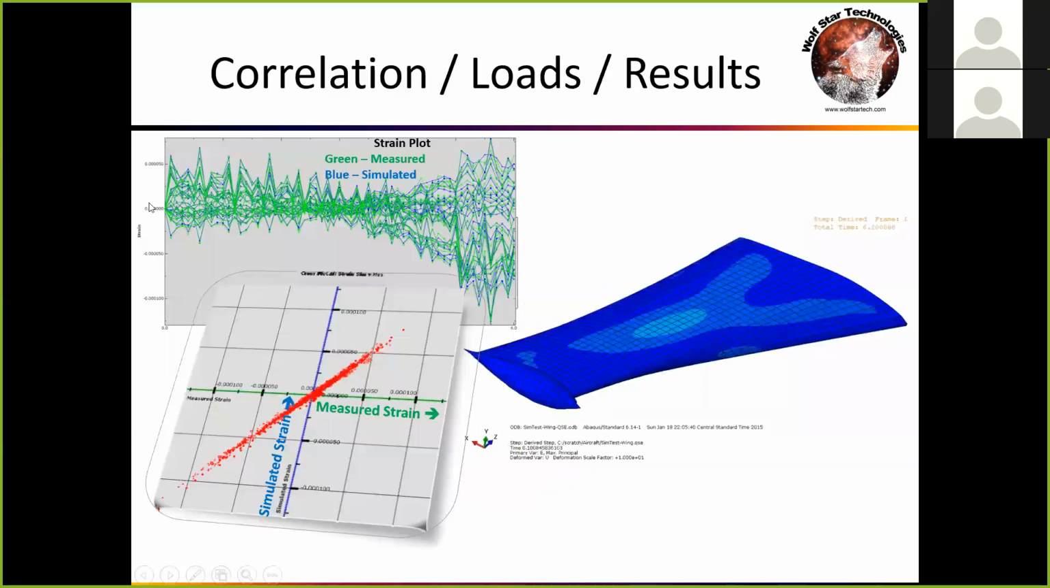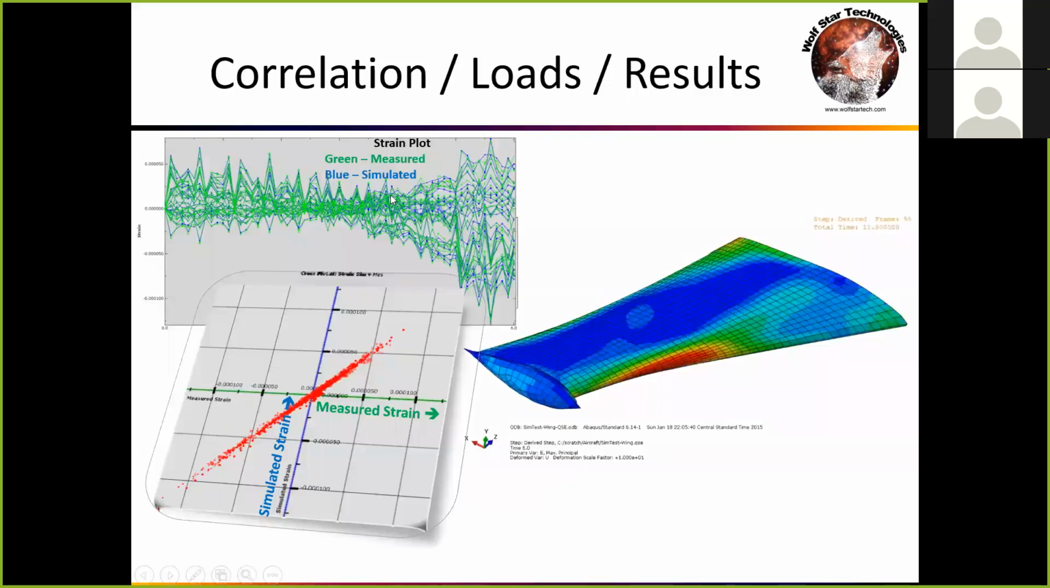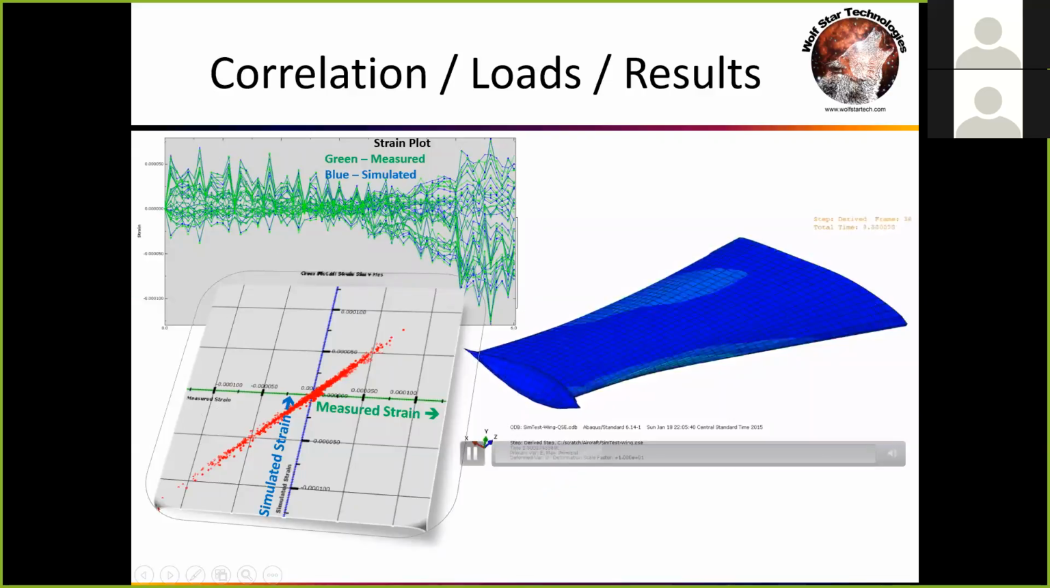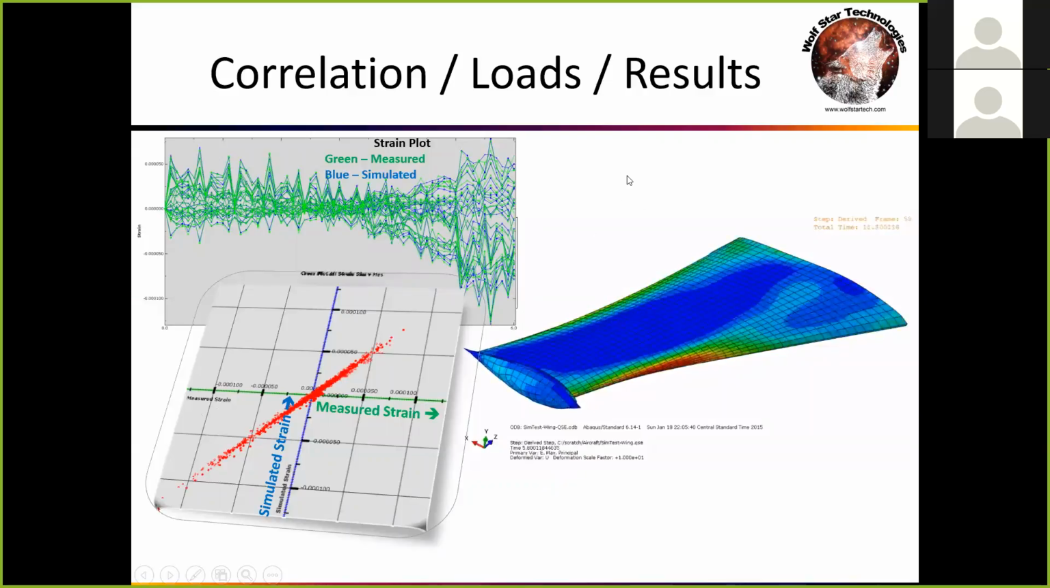So again, green is the measured strain, and blue is the simulated strain once we back calculated the loads in the wing. And you can see that they're very, very close here. We've got a cross plot here of measured strain versus simulated strain, and I've got nearly a perfect 45-degree line there. So that's a very, very nice correlation. And now that I've got those pressure loads, I can go in and calculate the operating deflection shape on the wing once I've got the loads measured.